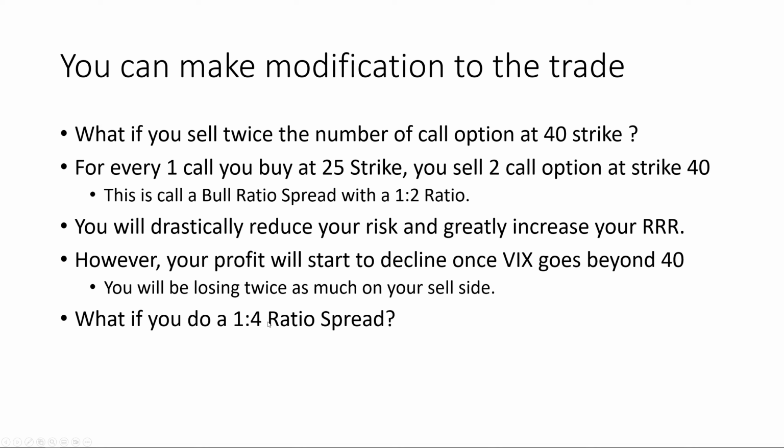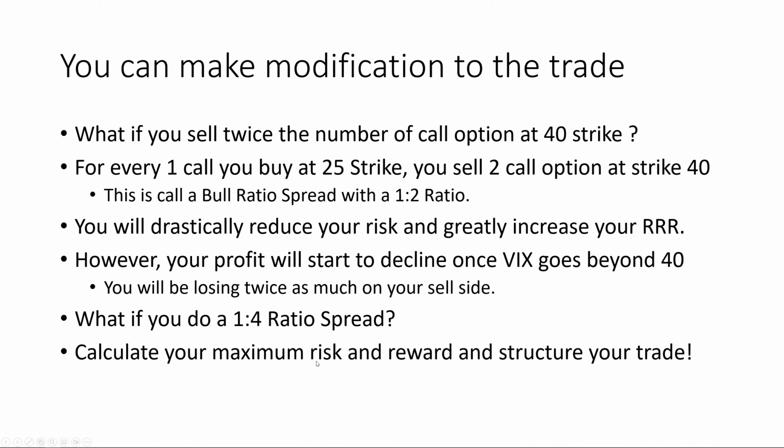And then what if we go even more extreme? For every 1 call option you buy, you sell 4 call options at strike 40. You can go and work it out to see what you get. So calculate your maximum risk and reward and structure your trade, because don't blindly do a strategy just for the sake of it, but make sure that you calculate and see what is the difference and how much you are going to get.